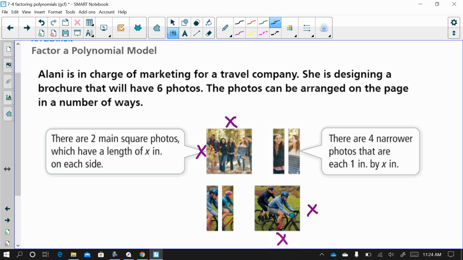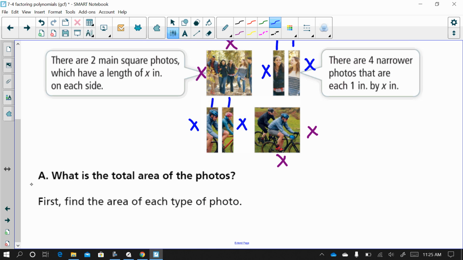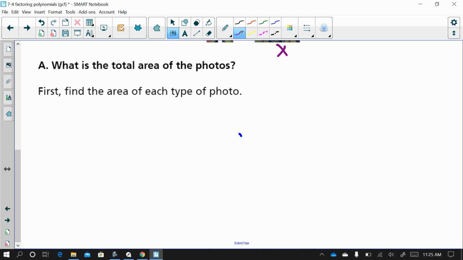Then we have 4 narrower photos that are each 1 inch by x inches. So this is 1, this is x. This is 1, this is x. Same thing here. Okay, so what's the total area of each type of photo? So we need to find the area of each type. Well, what's the total area of the photos? So let's find the area of each little part. How do I find area? Length times width.